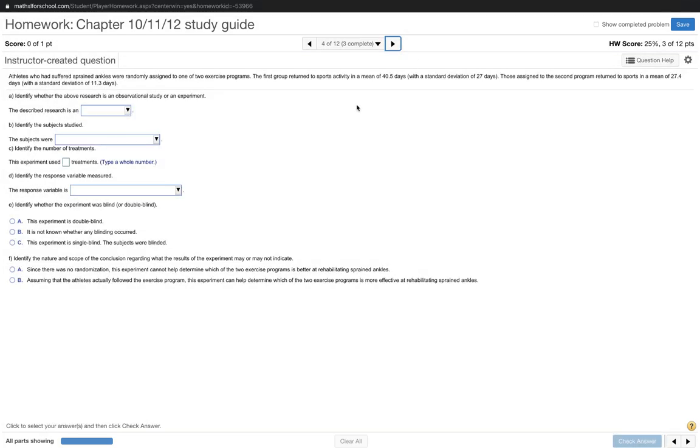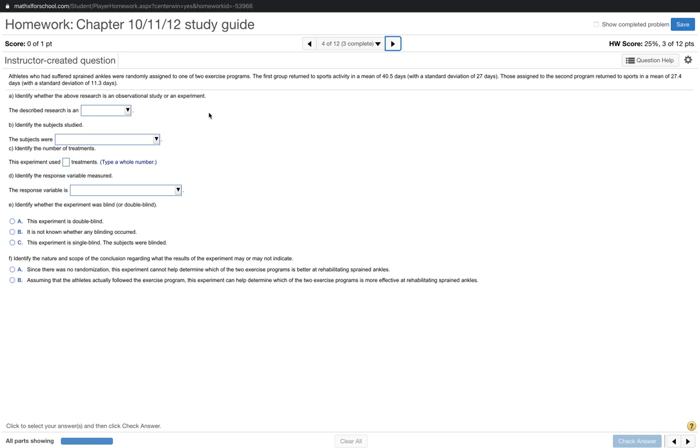Okay. Athletes who had suffered sprained ankles were randomly assigned to one of two exercise programs. The first group returned to sports activity in a mean of 40 and a half days. Those assigned to the second program returned to sports in a mean of 27.4 days. Identify whether the above research is an observational study or an experiment.